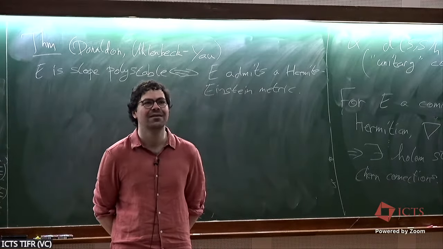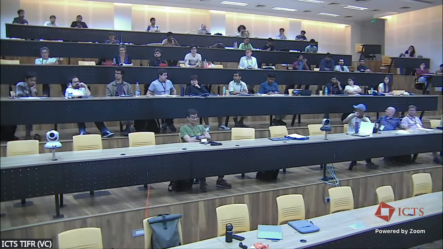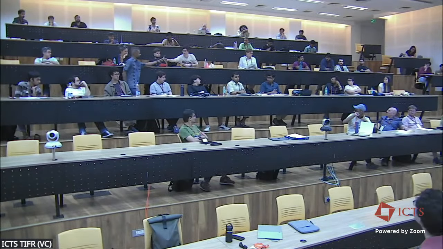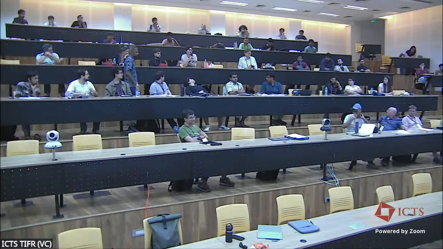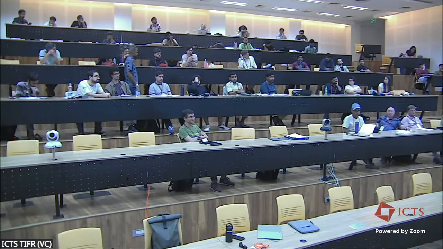Any other questions? So in your definition of a slope polystable vector bundle, you were saying that we need the slopes to be the same for it to imply slope semi-stability. What happens if the slopes are different in a direct product?